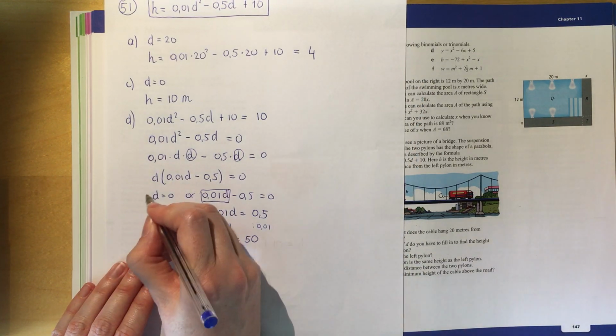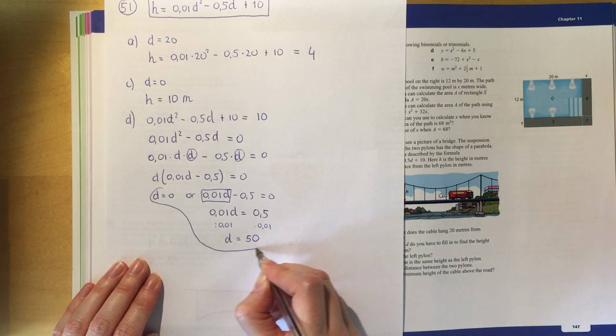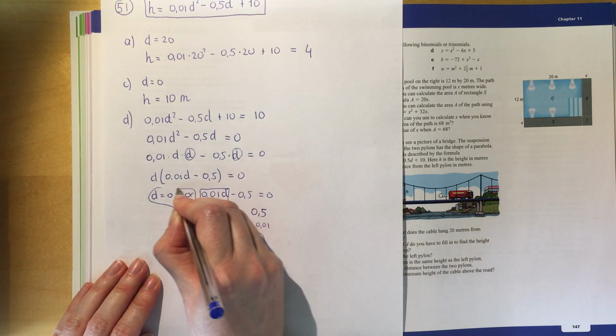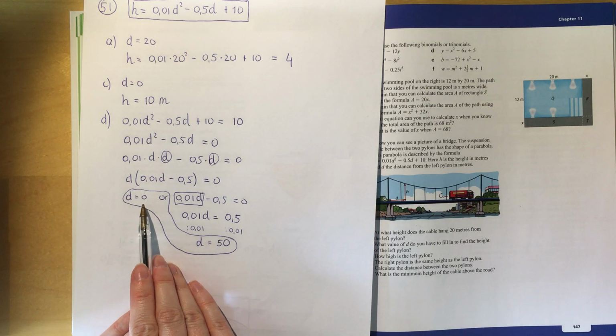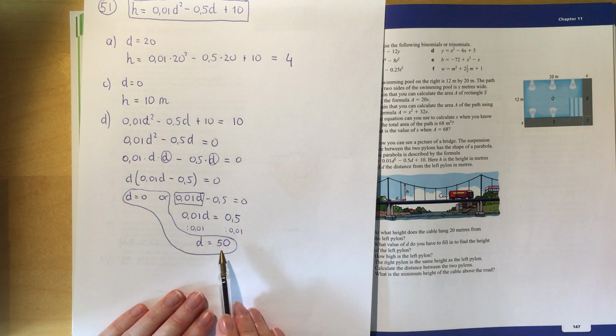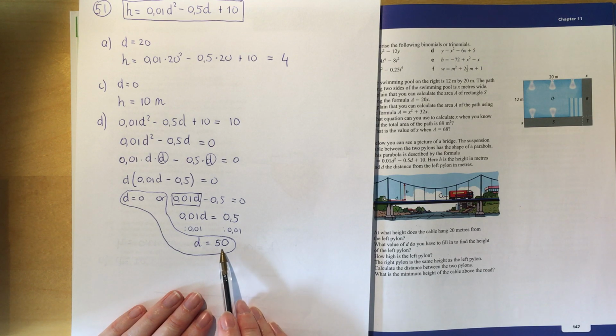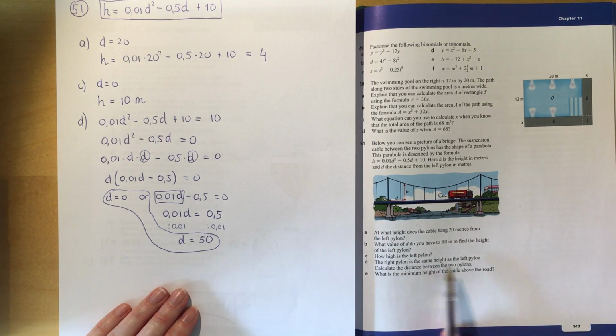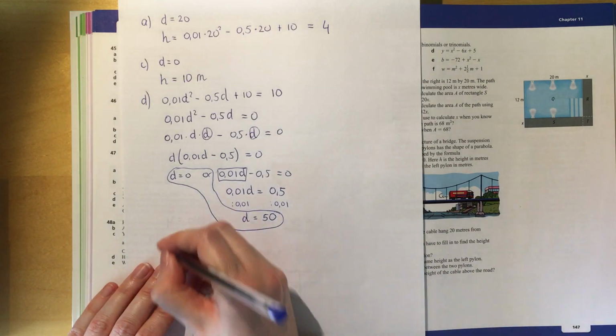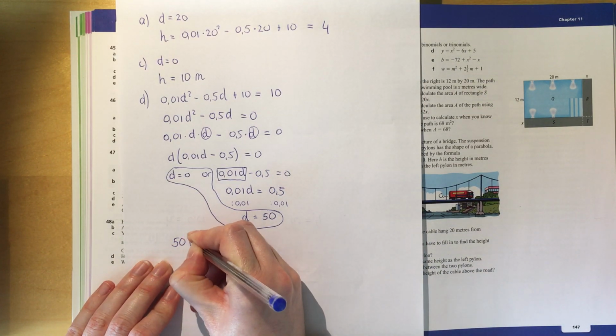Okay, the question was, what is the distance between the two pylons? There's a pylon with a height of 10 meters at d is 0, and there's another pylon with a height of 10 meters at d is 50. That means that the distance between the two pylons is 50 meters.